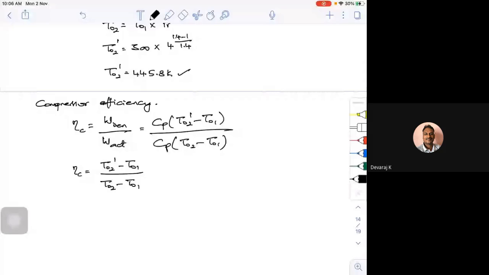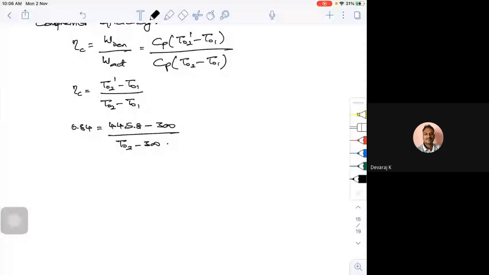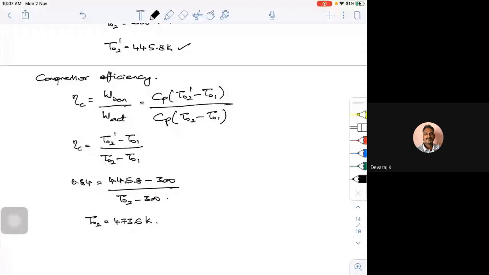Now 0.84 is equal to 445.8 minus 300 divided by T02 minus 300. If I do the cross multiplication, 300 and 0.84 go to the right-hand side, and 445.8 minus 300 gives 145.8. If I do all those things in my calculator, I am getting my T02 as 473.6 Kelvin. Now, whether the calculation I have done is correct or not, I need to check. What is the value of T02 dash I got? It is 445.8. And T02, I am getting as 473.6.